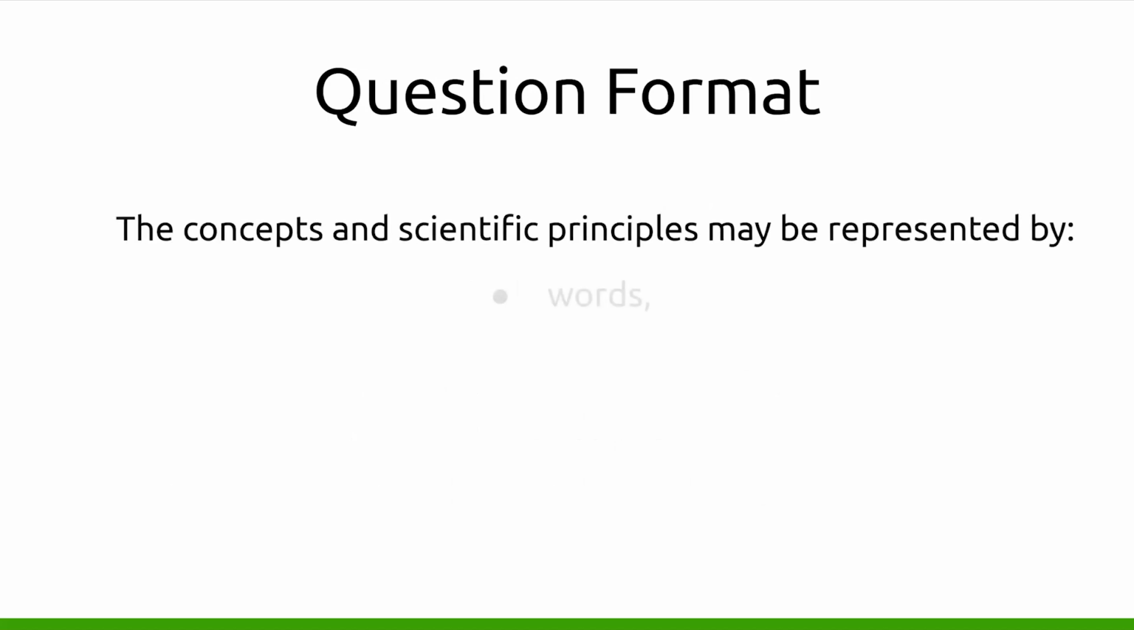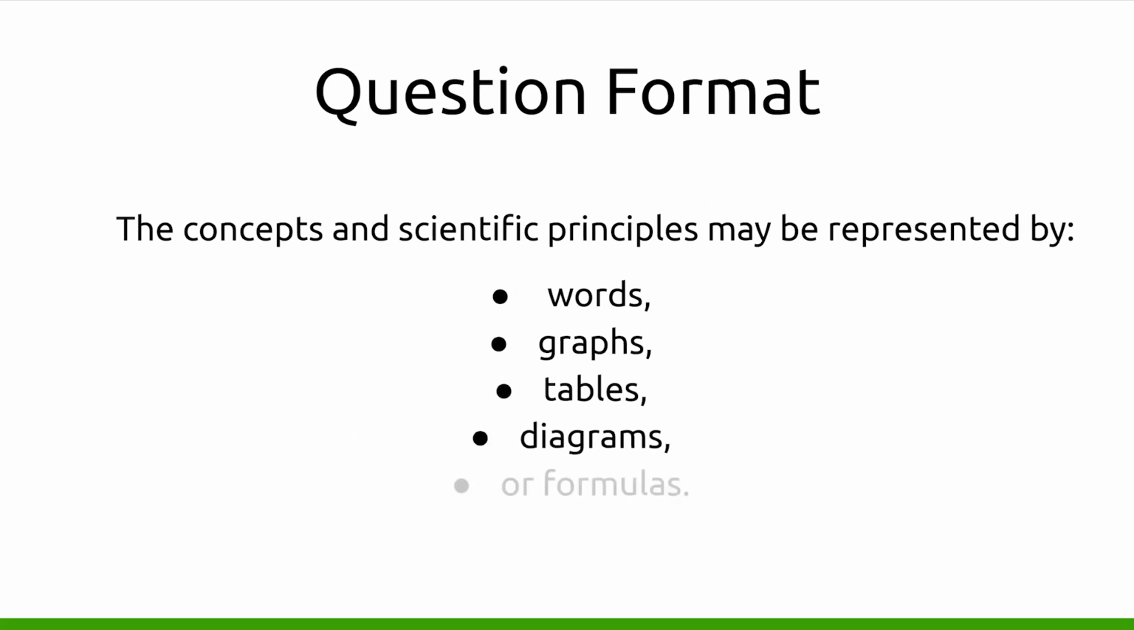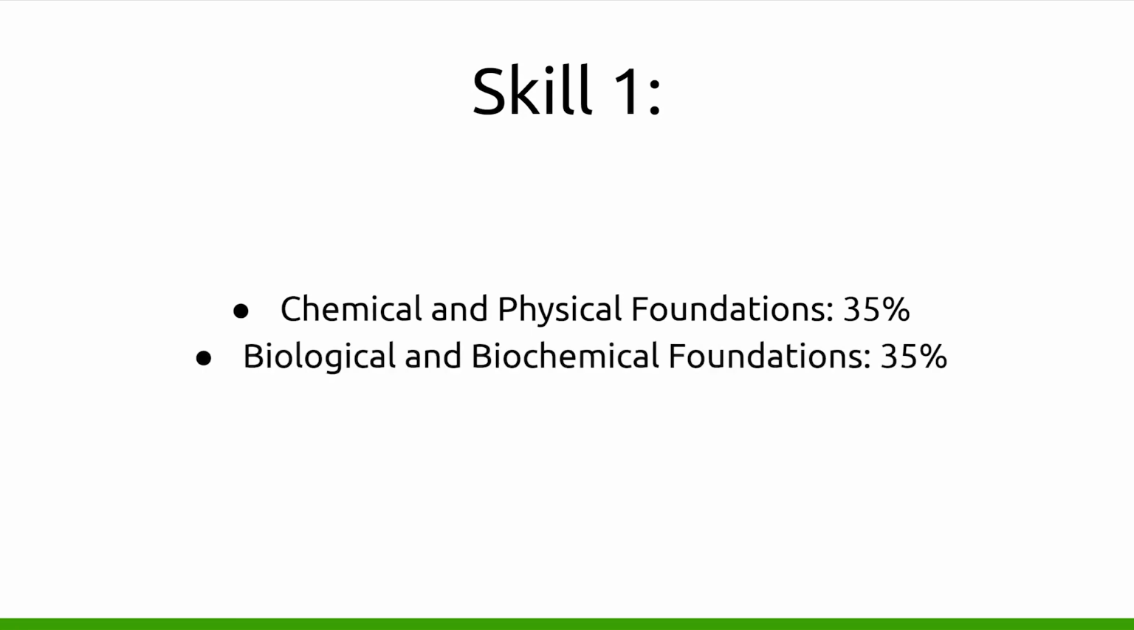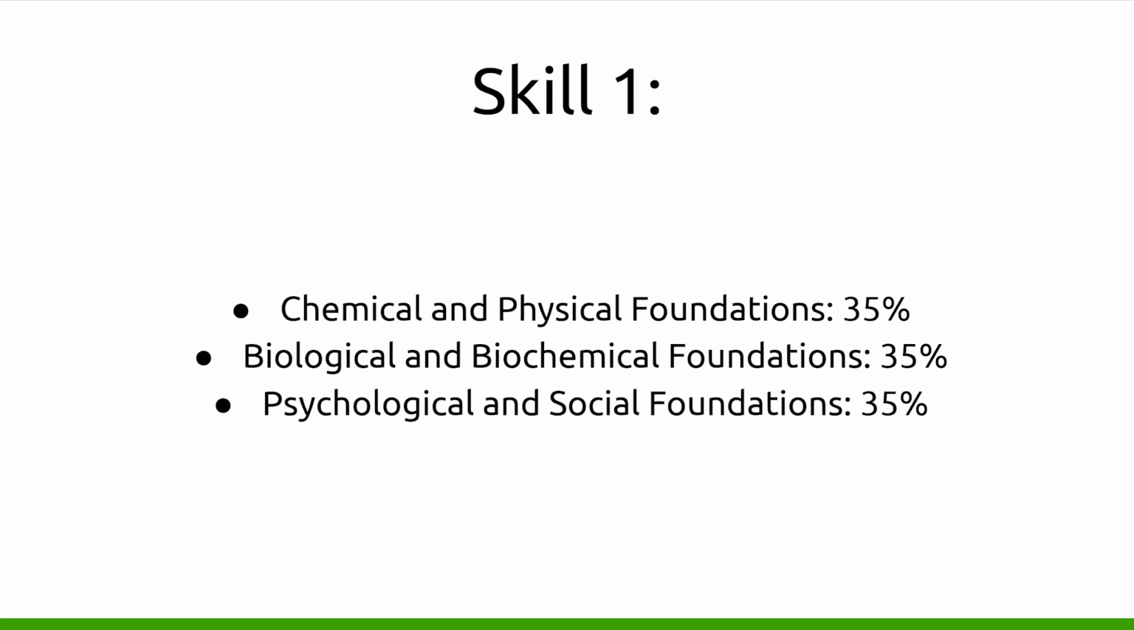The concepts and principles are going to be represented by words, graphs, tables, diagrams, or formulas. So it may be in a familiar format, but it also may be in an unfamiliar format to make you recognize the connectedness between the concept and what you're presented. On the Chem Phys section, the first skill is going to be 35%, as well as on the Biochem section and on the Psych-Soc section.